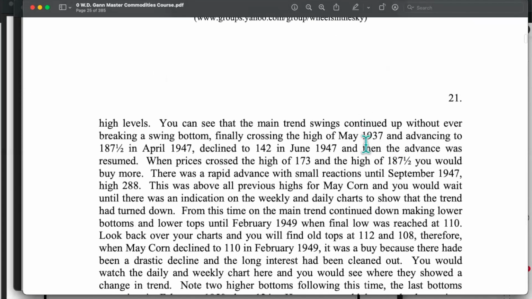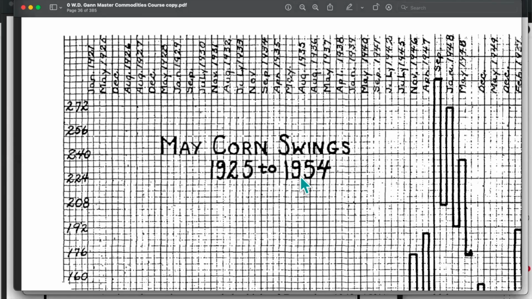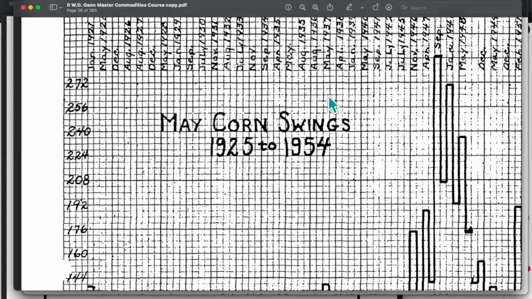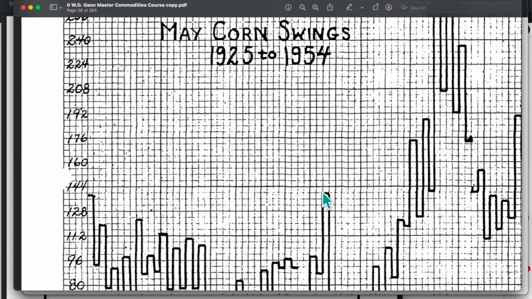If you look for the high which was there in May 1937, you can see that the main trend swings continued up without even breaking a swing bottom, finally crossing the high of May 1937. If we see in May 1937, we had a high, and this high was somewhere around, so this is 144 minus 4. If we see, this is 140.